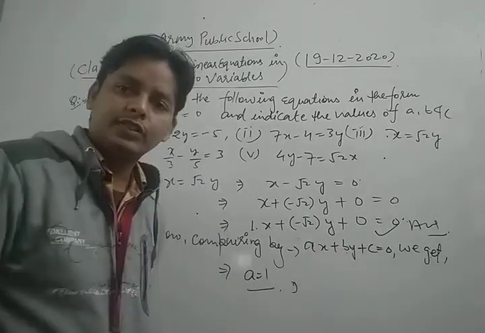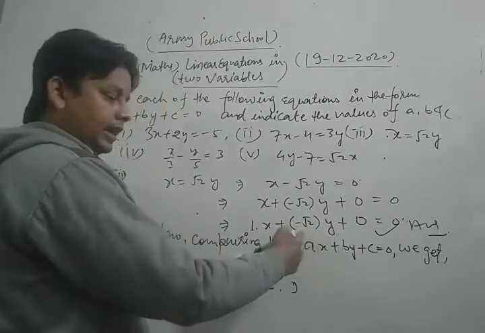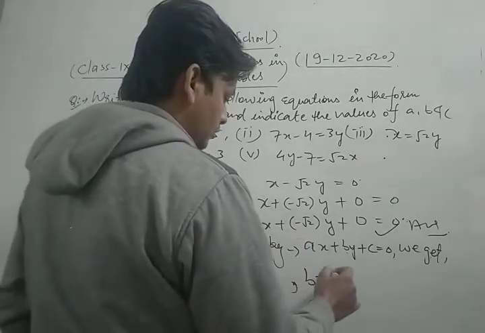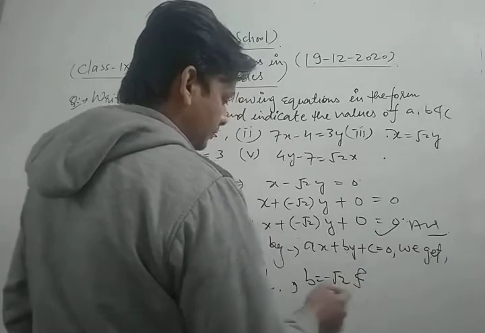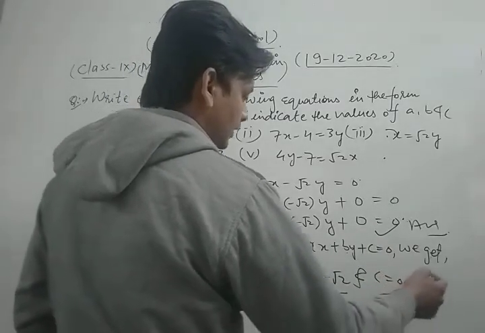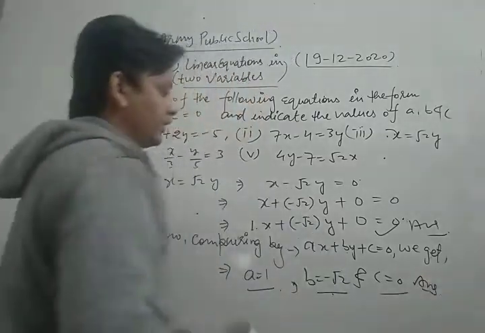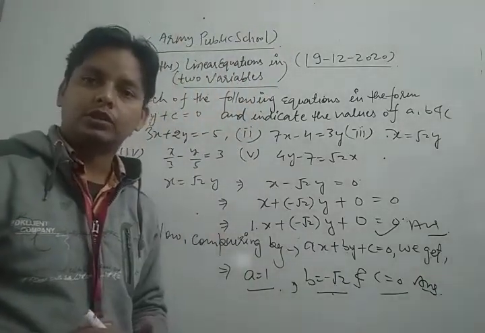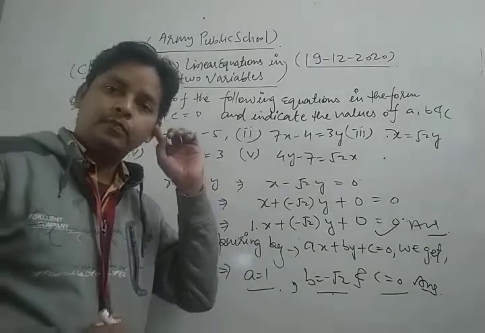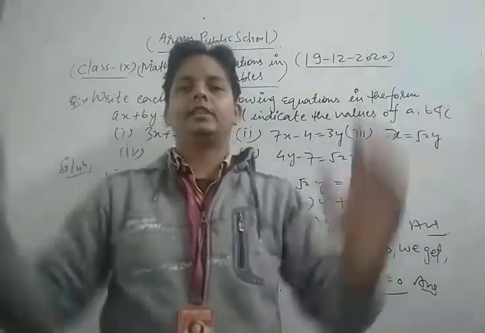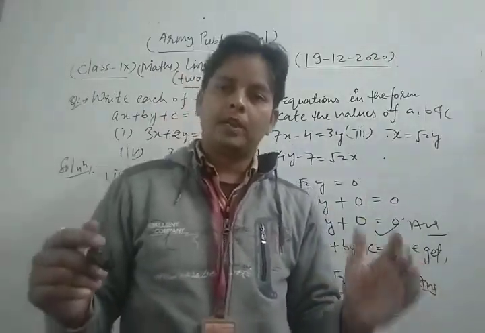B is the coefficient of y. Here in that equation the coefficient of y is minus under root 2. So the value of b is minus under root 2 and the value of c is 0. So these are the required solution of the given equation. Okay, dear student, thus this is the method to solve that type of question. In this way you can solve each and every question of your NCERT exercise based on the topic linear equation in two variables.